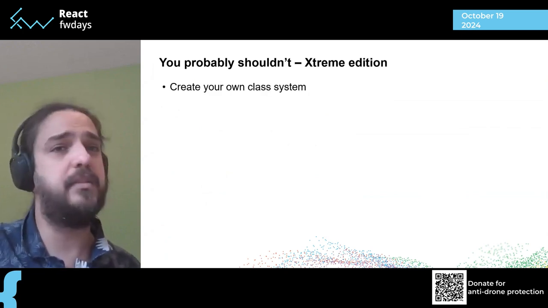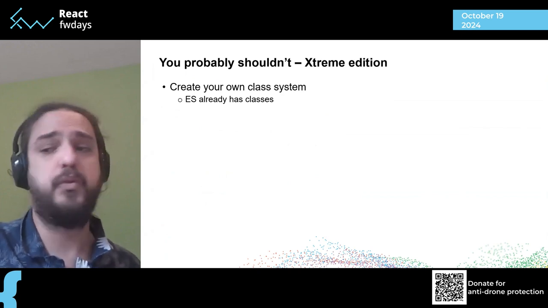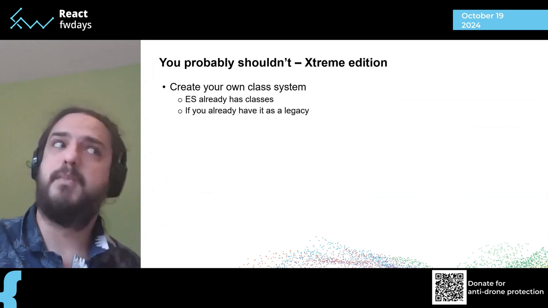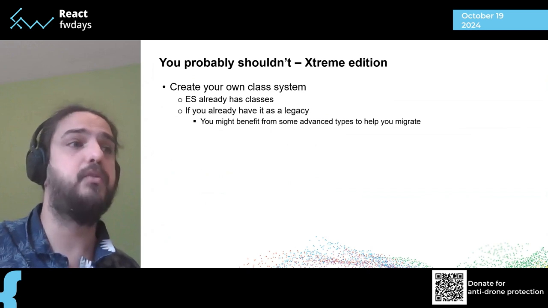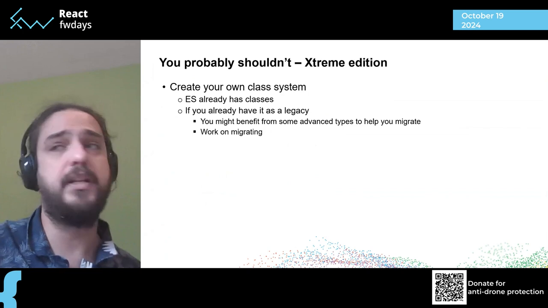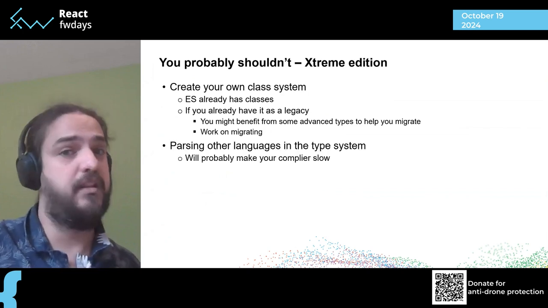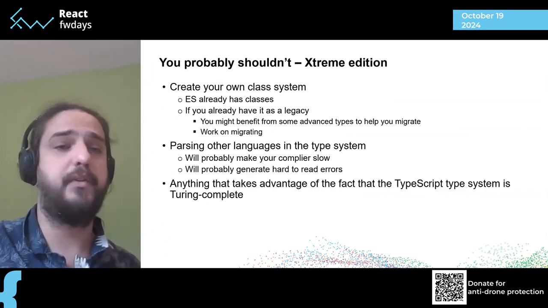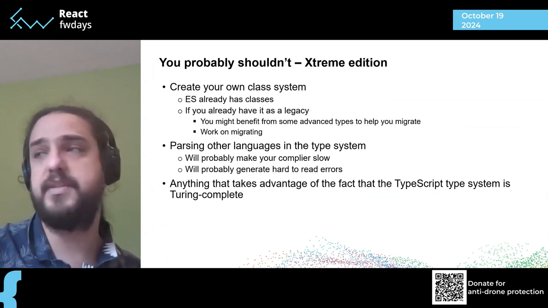There's also the extreme edition of what you probably shouldn't be doing. Don't create your own class systems in the TypeScript type system. You can do it, but ES already has classes. Why would we be creating a new type system? This might be worth it if you have a legacy type system. Some of us do. And while you're migrating, some of these more advanced techniques might be useful to help you, but that's definitely not the end state. Even if you think that code is very smart, it's probably code that should end up being deleted at some moment in time. Don't parse other languages in the type system. It'll probably make your compiler a lot slower, and it'll probably generate errors that are very difficult to read. Generally, don't depend on the fact that you can write fully fledged programs inside the type system.